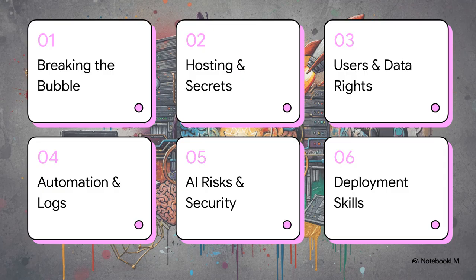To do that, here is our roadmap for getting our code to maturity. We'll start by breaking that local bubble, then explore hosting and secrets, locking down users and data, setting up automation, tackling modern AI risks, and finally, we'll look at deployment not just as some chore you do at the end, but as a critical professional skill.